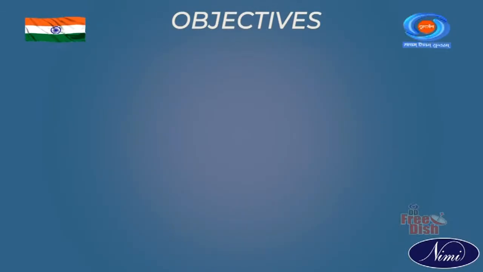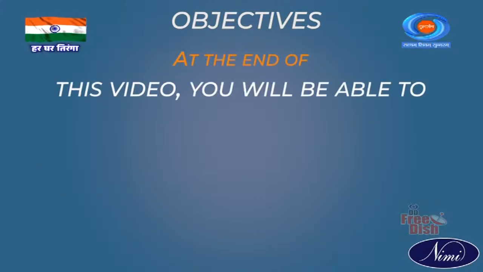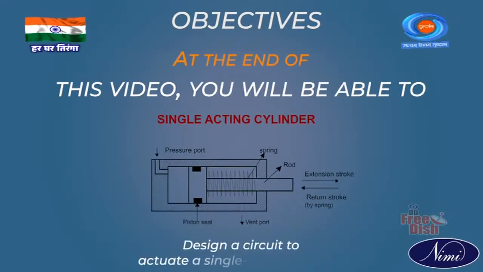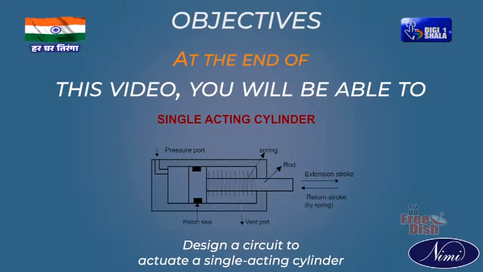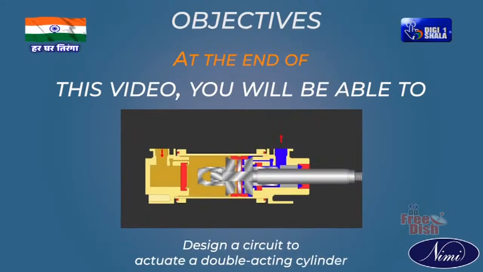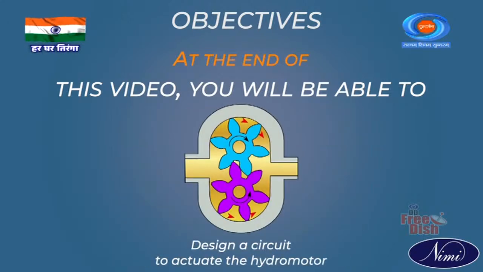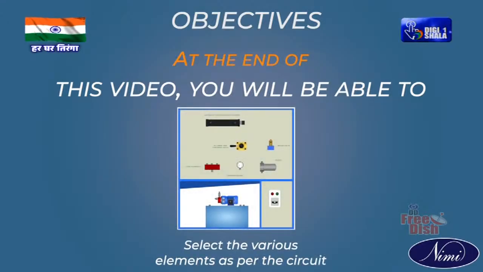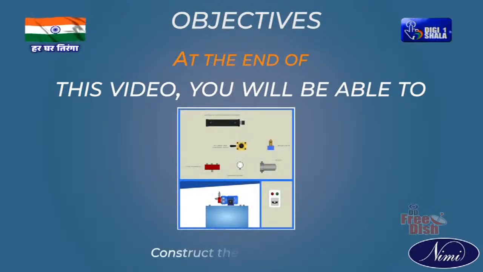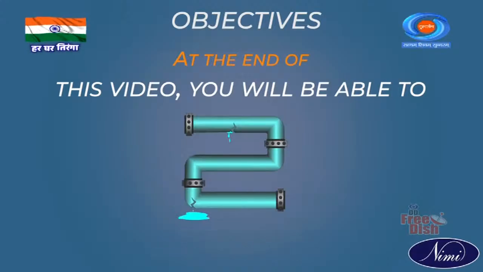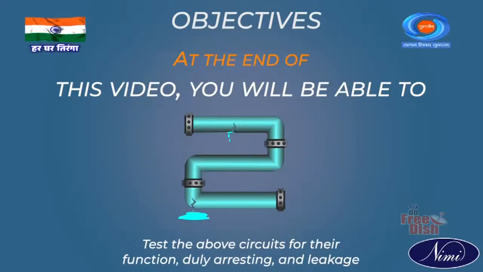Objectives. At the end of this video, you will be able to design a circuit to actuate a single acting cylinder, design a circuit to actuate a double acting cylinder, design a circuit to actuate the hydromotor, select the various elements as per the circuit, construct the above circuits, and test the above circuits for their function, checking for any leakage.